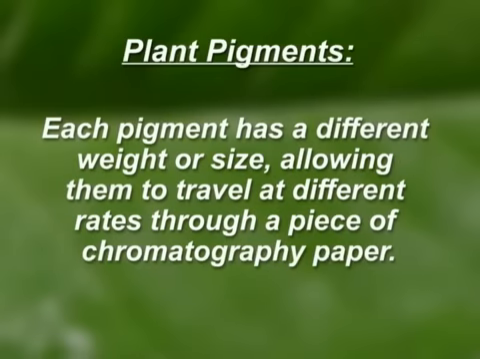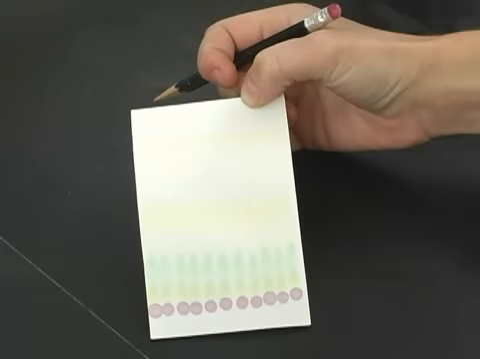Each of these pigments is a different molecular weight or size, which allows them to travel at different rates through a piece of chromatography paper. In this way, we can separate them to determine the pigment composition of a plant.